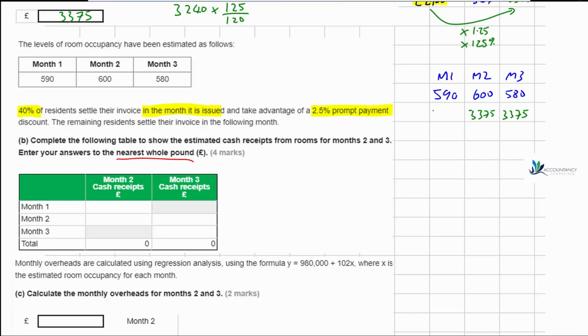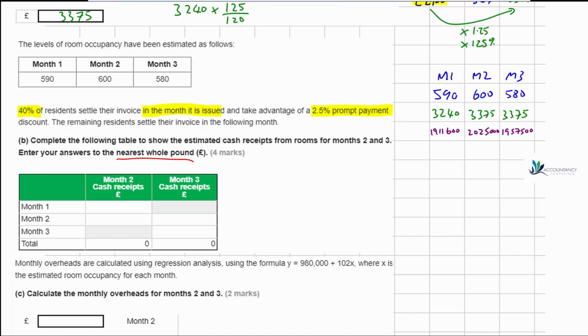And in month 1, the price is the old price of 3,240. So if we multiply these figures out, that'll give us the total income for those months, although not the cash flow, because remember this question asks us about cash flow rather than the income itself.